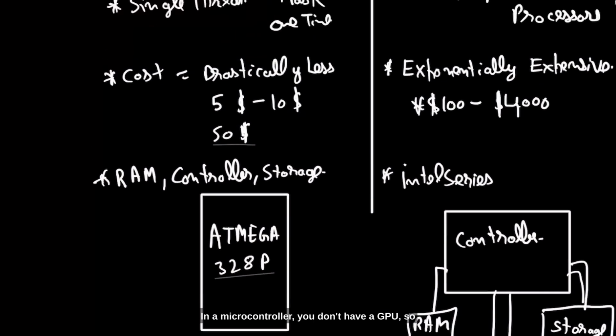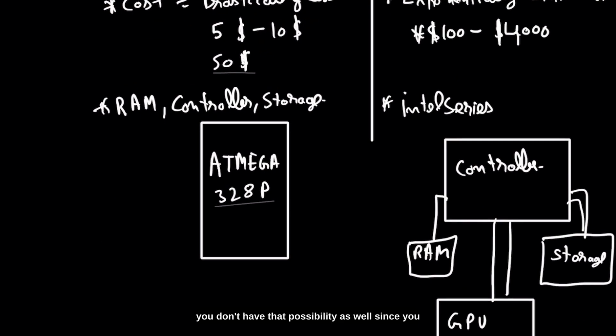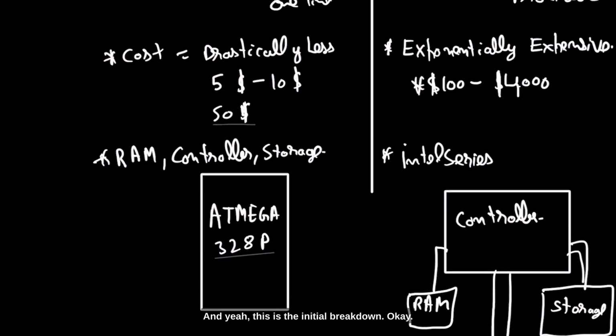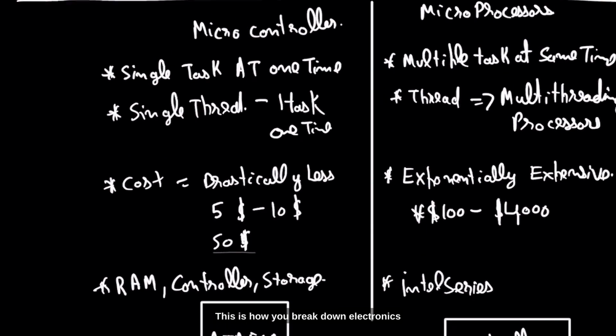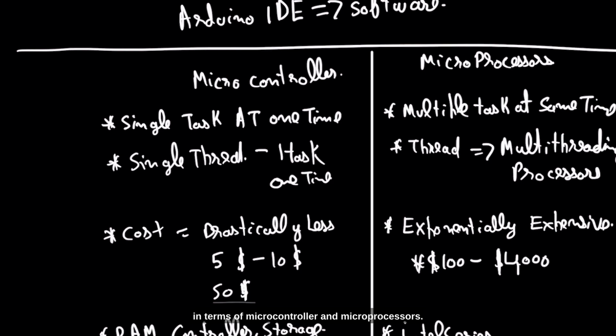Okay, in a microcontroller, you don't have a GPU, so you don't have that possibility as well, since you are performing only one task at the same time. And yeah, this is the initial breakdown. Okay, this is how you break down electronics in terms of microcontroller and microprocessors.